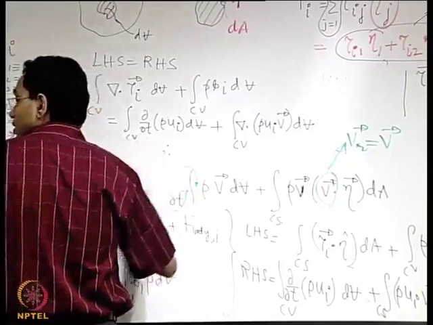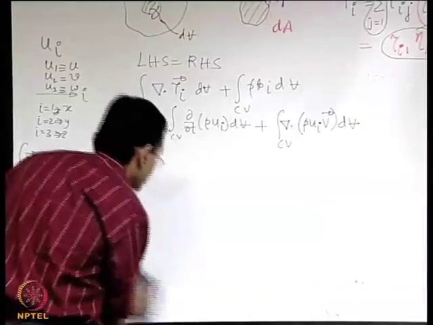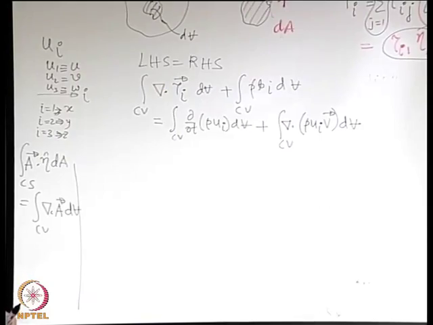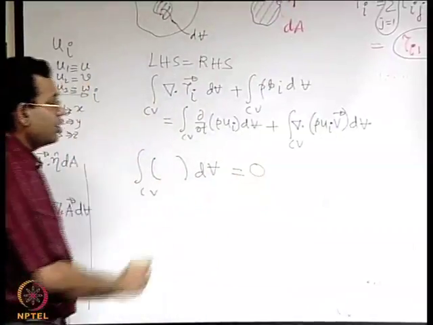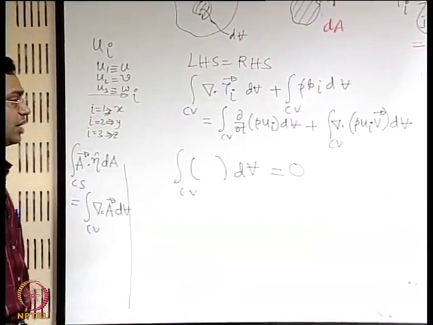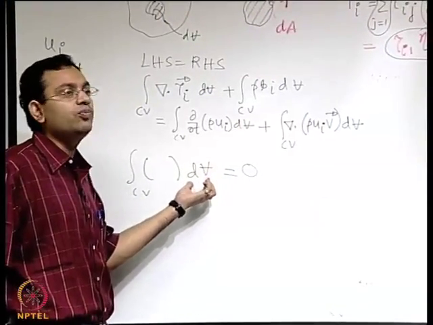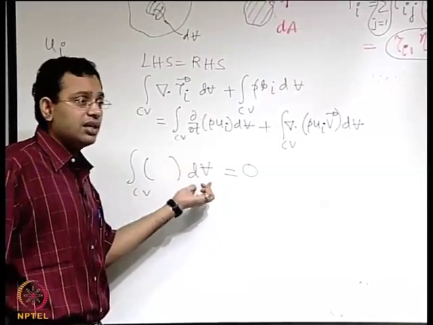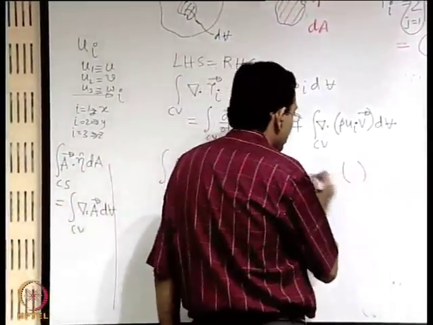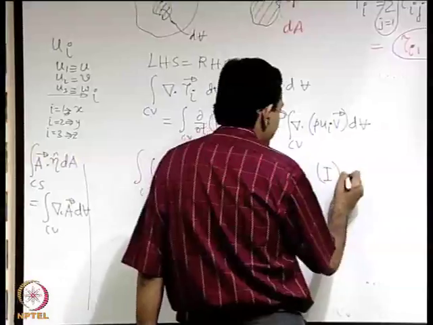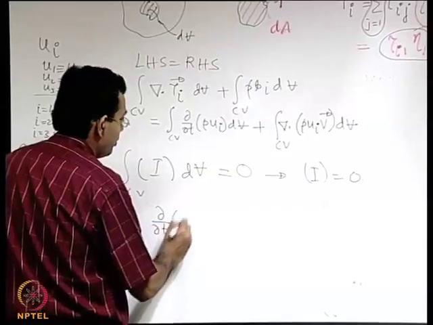So, we now collect all the terms, and if we collect all the terms, you will get some integral of some function dV equal to 0, right, because all terms are of integral dV nature. And we have seen when we discussed the continuity equation that the volume we have selected is arbitrary. So, for an arbitrary elemental volume, if this has to be satisfied, the integrand has to be 0. So, let us call this integrand I, this I has to be 0. So, if I is equal to 0, then you are left with this particular form.